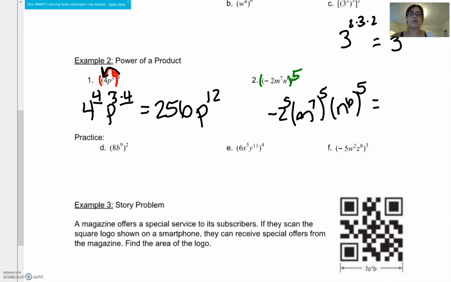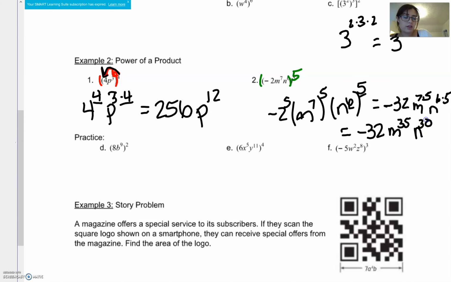Let's start with negative 2 to the 5th. Negative 2 to the 5th power gives us negative 32. Okay, m to the 7th power to the 5th power is just m to the 7 times 5th power. We have n to the 6th power raised to the 5th power. We're just going to do n to the power of 6 times 5. So we'll end up with negative 32, m to the 35th, and n to the 30th.